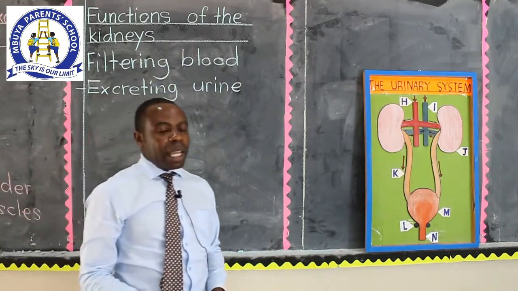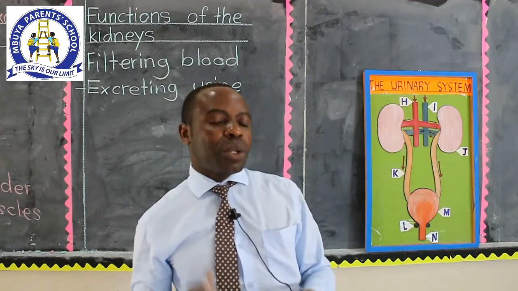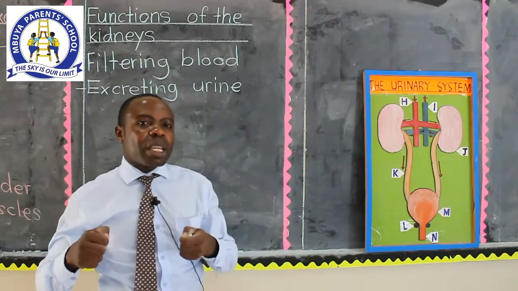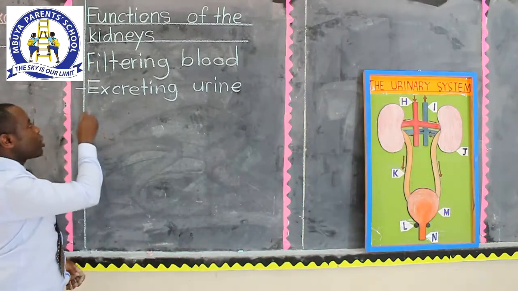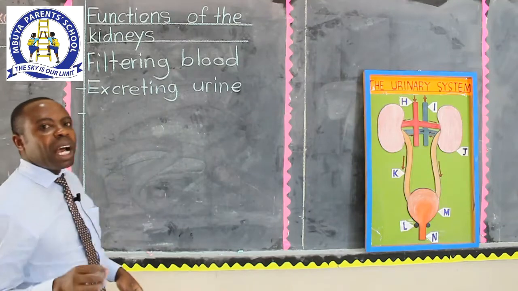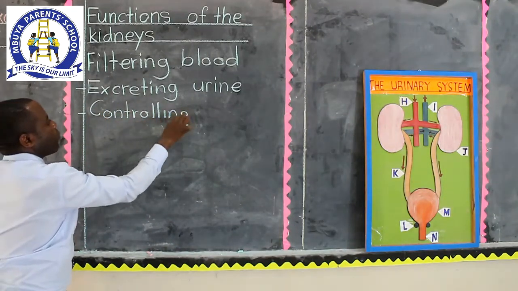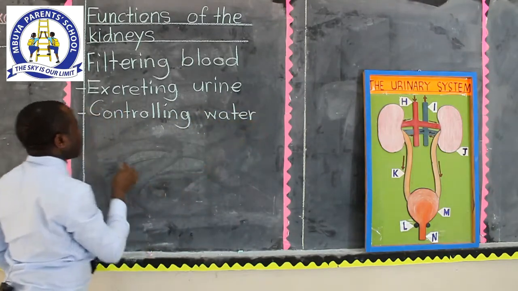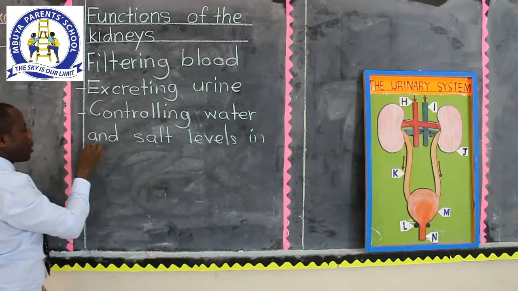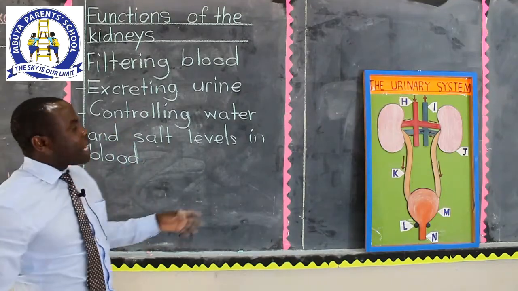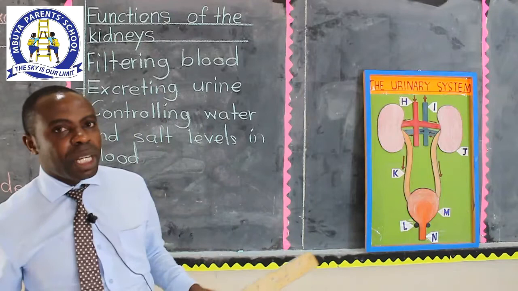Now, when urine is excreted, there are two components that must be balanced by the kidneys, and that is water and salts. And that work is done by reabsorbing those two, water and salts, if there is a need in blood. So that brings us to another function, which is the third one, and that is controlling water and salt levels in blood. So those are the three functions of the kidneys. The first one, filtering blood, excreting urine, and then controlling water and salt levels in blood.